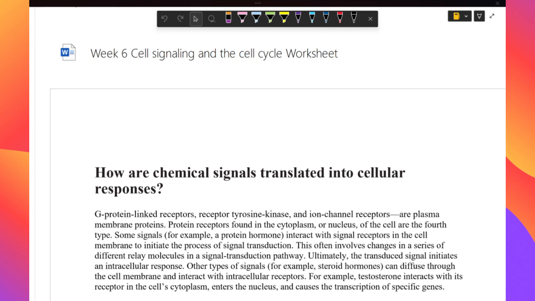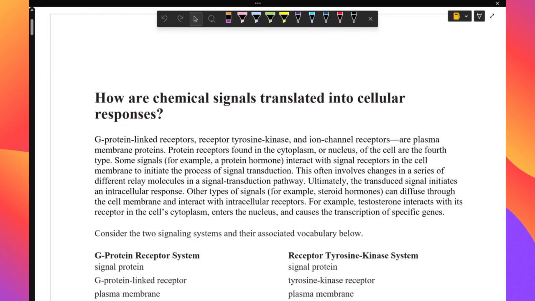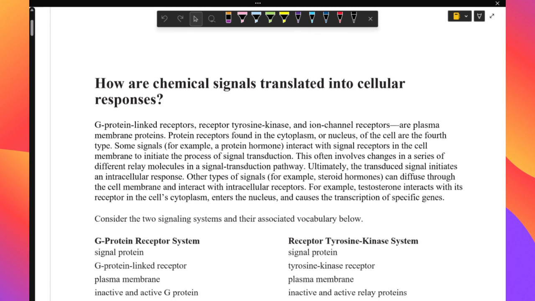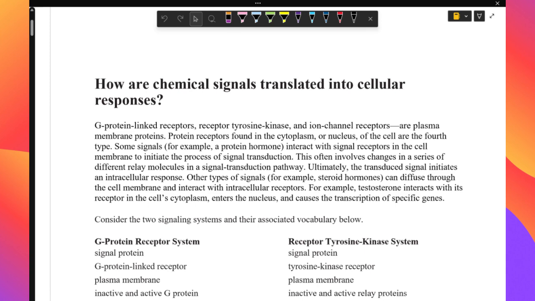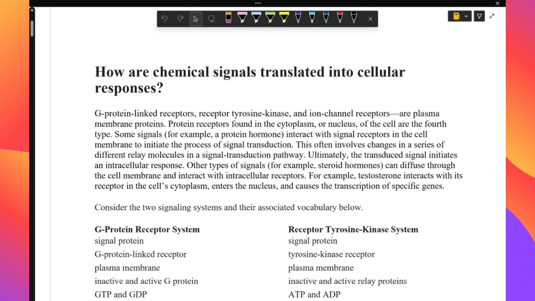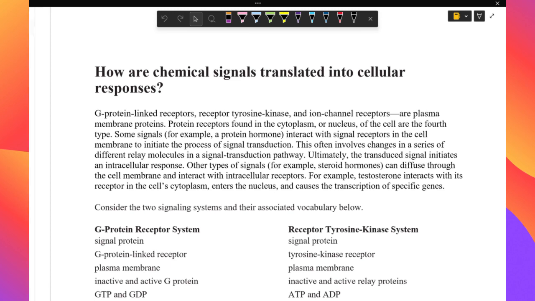So how are chemical signals translated into cellular responses? I'm just going to read this off. We'll get into the worksheet here in a second. So G protein linked receptors, receptor tyrosine kinase, and ion channel receptors are plasma membrane proteins. So these are proteins embedded in the plasma membrane. Protein receptors found in the cytoplasm or nucleus of the cell are the fourth type, and some signals, for example, a protein hormone, interact with signal receptors in the cell membrane to initiate the process of signal transduction.